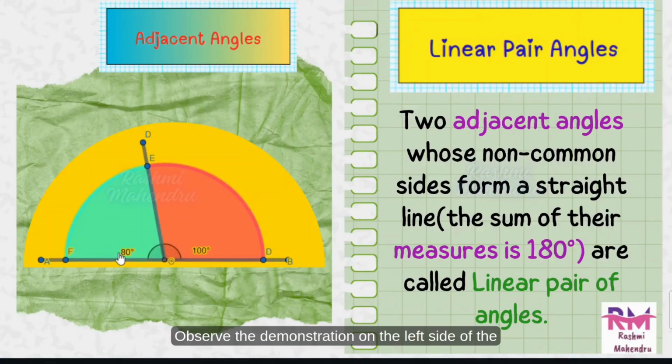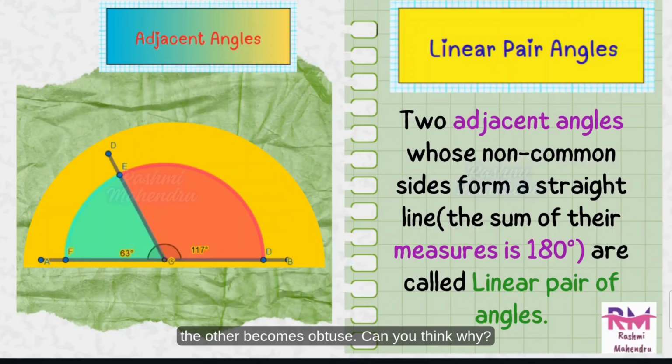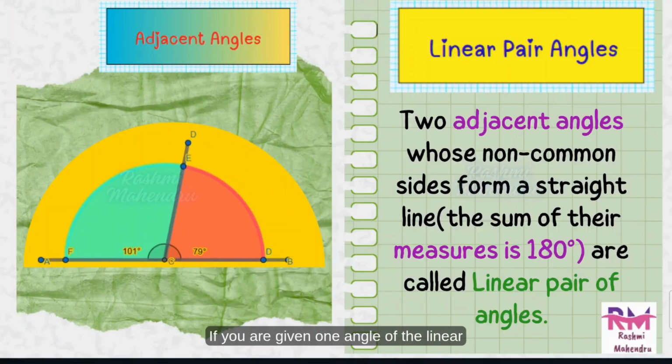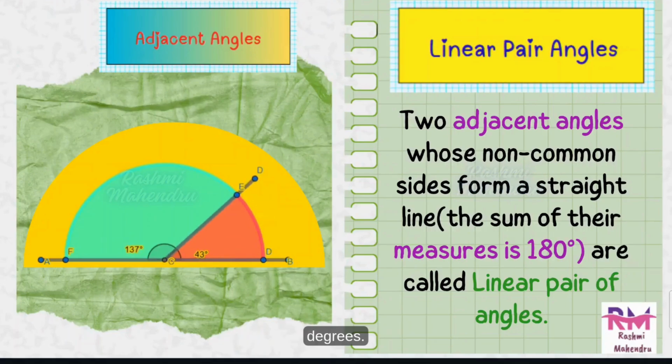Observe the demonstration on the left side of the screen. When one angle is acute, the other becomes obtuse. Can you think why? Yes, to maintain the balance of the straight line. If you are given one angle of the linear pair, will you be able to find the other? Correct, you will simply subtract it from 180 degrees.